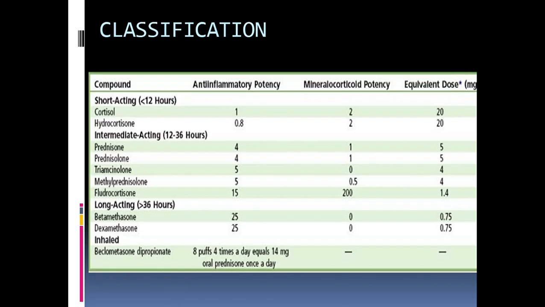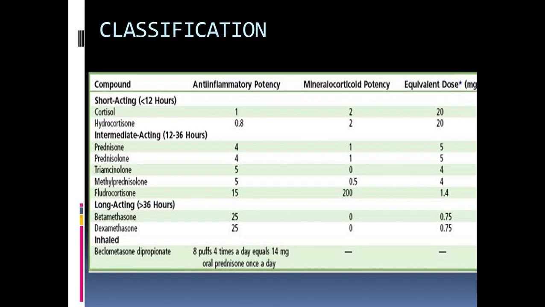Then fludrocortisone has anti-inflammatory potency of 15, mineralocorticoid potency of 200, and equivalent dose of 1.4 mg. Another class is long acting, which acts for more than 36 hours. Betamethasone has anti-inflammatory potency of 25, mineralocorticoid potency of 0, and equivalent dose of 0.75 mg. Then dexamethasone has anti-inflammatory potency of 25, mineralocorticoid potency of 0, and equivalent dose of 0.75 mg.